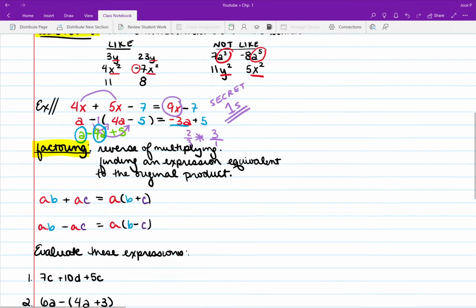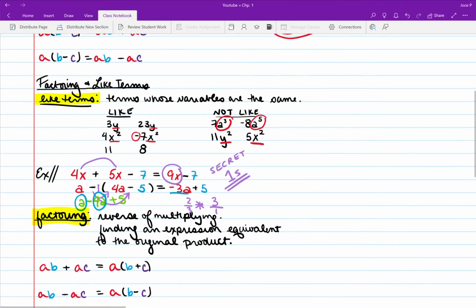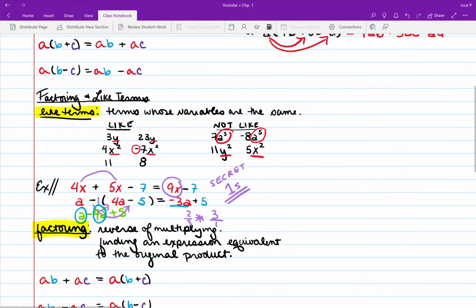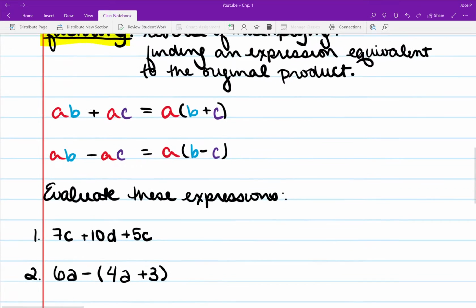Oh wait, doesn't this look a lot similar to what we're talking about? That's because it is, guys. I actually just copied the original text because undoing a distributive property is done by factoring. Factoring is undone by using the distributive property.